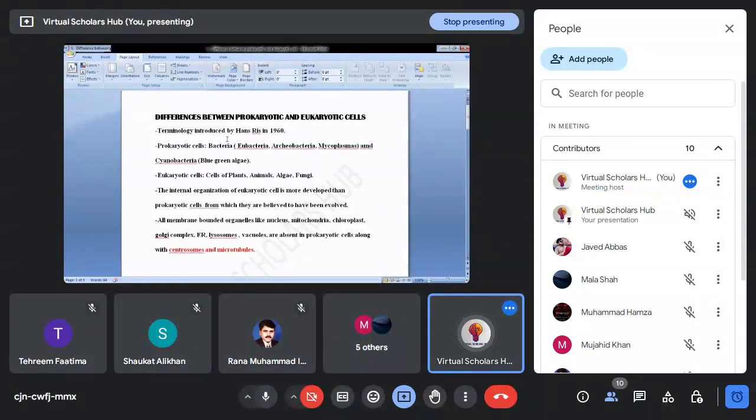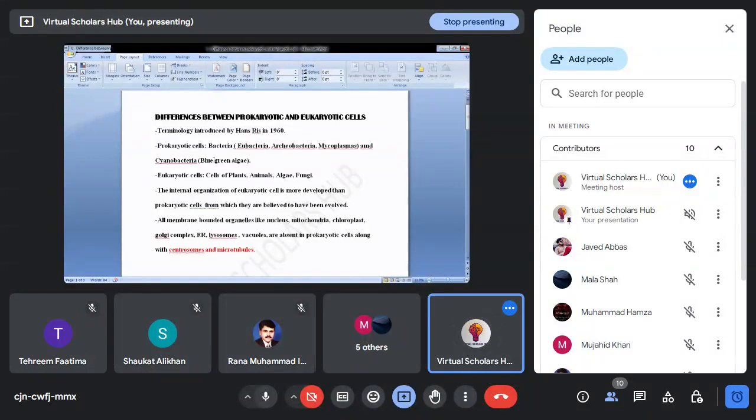Other than bacteria and cyanobacteria, a simple concept I am describing here, all other cells are eukaryotic. Eukaryotic cells include cells of plants, animals, algae, fungi, etc. All these cells are eukaryotic. Only bacterial and cyanobacterial cells are prokaryotic.